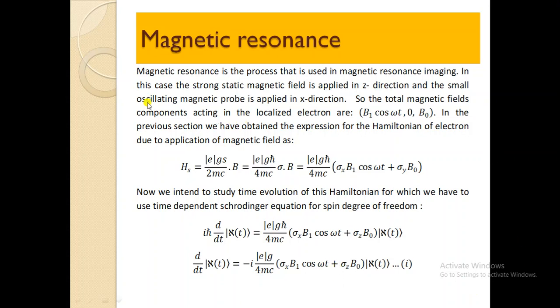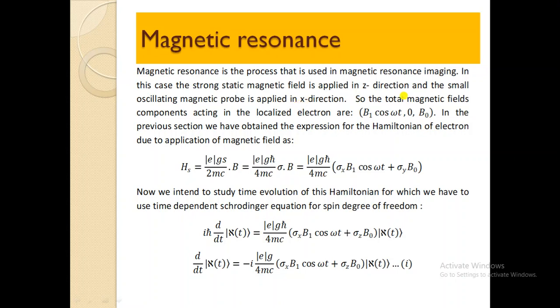Let's begin. Magnetic resonance is the process that is used in magnetic resonance imaging. Means by the use of this magnetic resonance, the image of the patient's or the person's internal organs is found. In this case, a strong static magnetic field is applied in z direction, and a small oscillating magnetic probe or oscillating magnetic field is applied in x direction.